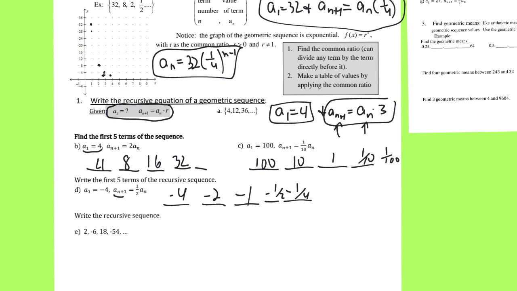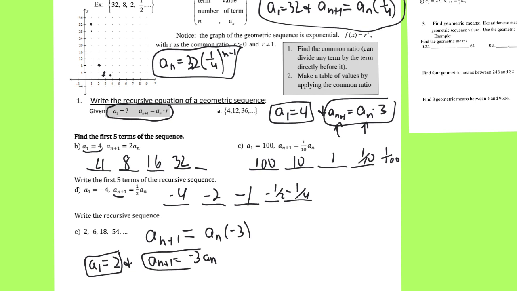Write the recursive sequence. A sub n plus 1 to get to the very next term. You start with a sub n, and it looks like you multiply it by -3. You could write it like a sub n plus 1 is equal to -3 times a sub n. But we forgot something. You have to tell people where to start. A sub 1 is equal to 2. You need this fact, and you need to say, to get to the next term sequentially, you start with a given term a sub n, and you multiply it by -3.